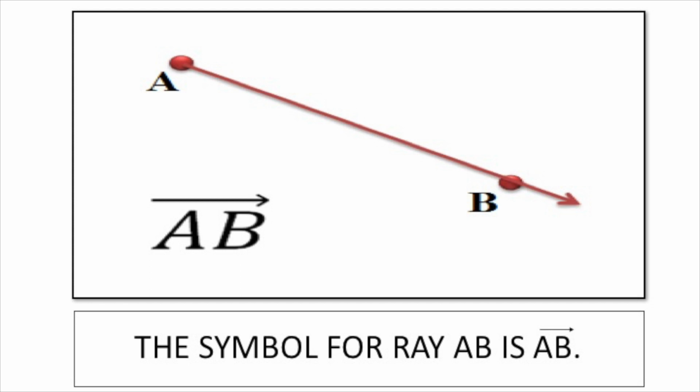The symbol for ray AB is AB with a line and arrow over it. Okay, now have a look at the symbol closely. Which letter is the arrow over? A or B? B. Okay, because B is the letter that's closest to the arrow. Always make sure when you do your symbol, the second letter is the one with the arrow, and it's the one closest to the arrow.